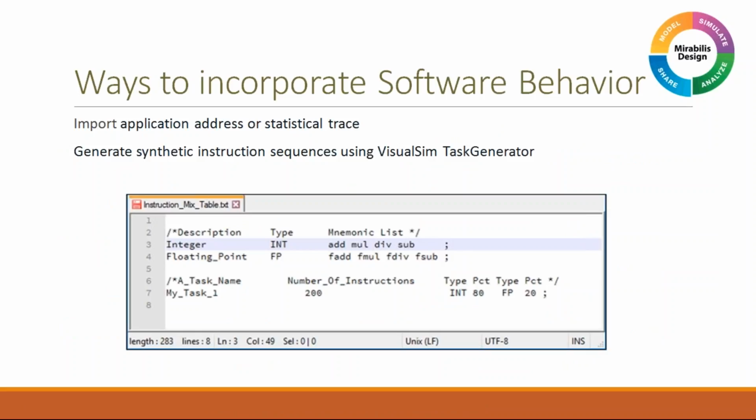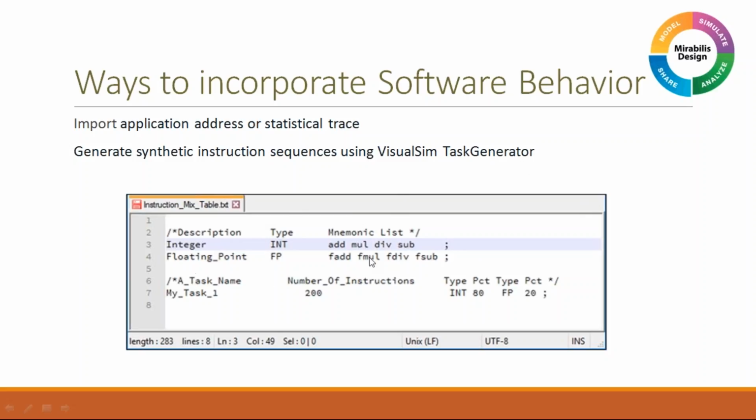So how about defining a software behavior? We provide mainly two ways to define the software behavior. One is you can import application address or statistical traces from your real hardware or maybe the compilers. The other option is you can generate a synthetic instruction sequence using the VisualSim task generator. The image that you're looking at is a sample snippet of an instruction mix table that we use along with the task generator.